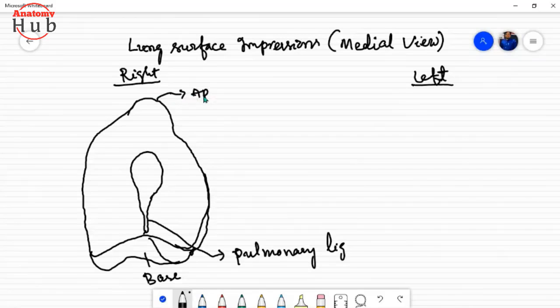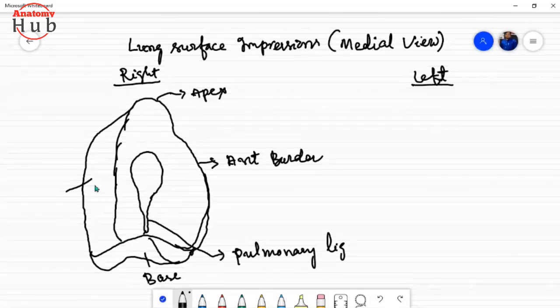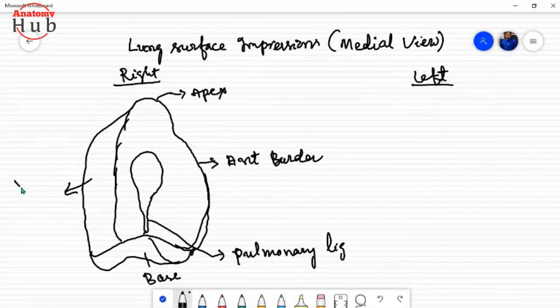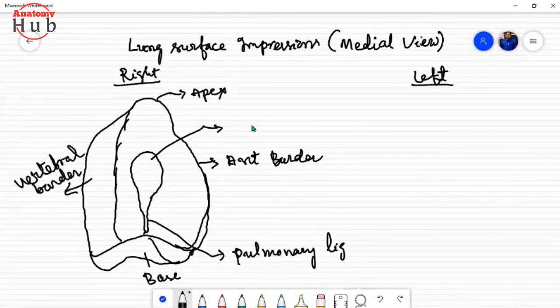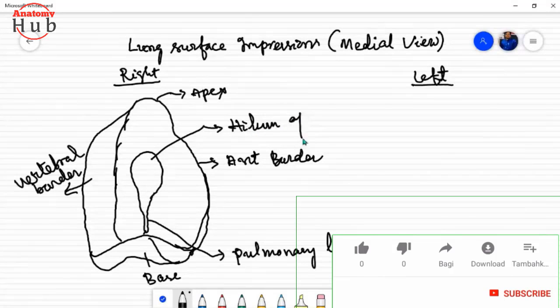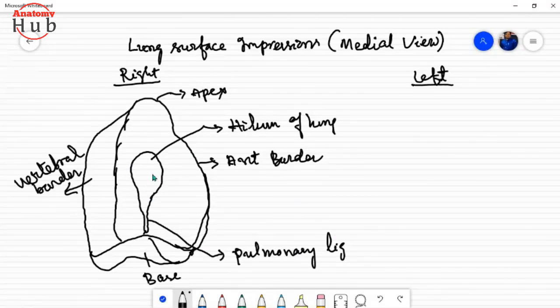Here you will find the apex. Okay, and this is your anterior border. And this will be your, what is that, vertebral border? No. Okay, so this whole region, this is the vertebral border. Then here, this is the hilum of the lung. Okay, and here you'll find some impressions. These impressions we'll study just after this hilum of the lung.